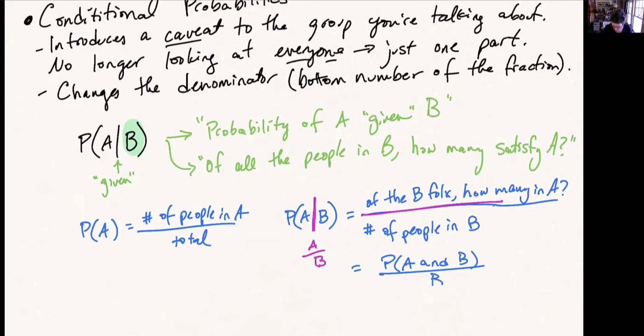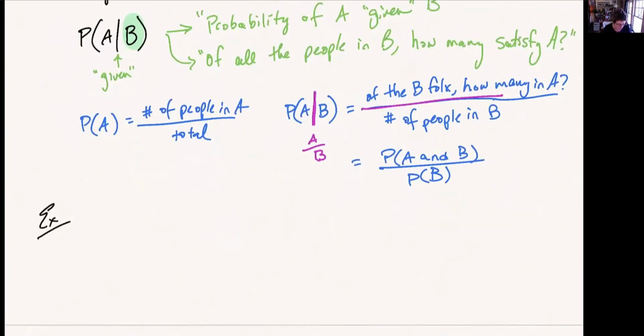And our bottom value is the number of people in B. Okay, I find this a little more confusing. I personally like to think about it this first way. I think it's more intuitive. But again, like the other things, you think about it and you write it down the way that makes the most sense for you. Okay, let's look at an example because that always clarifies things a little bit more.